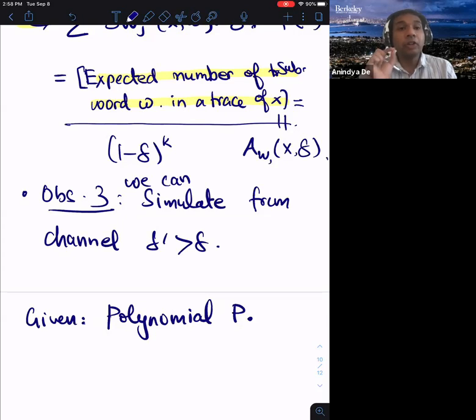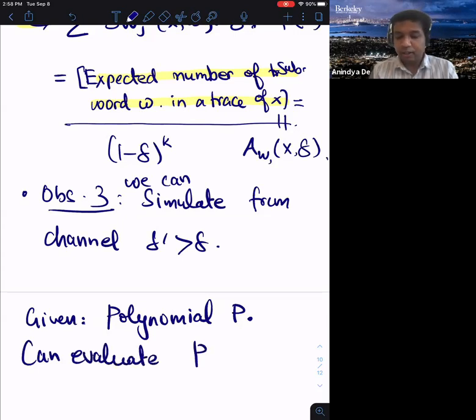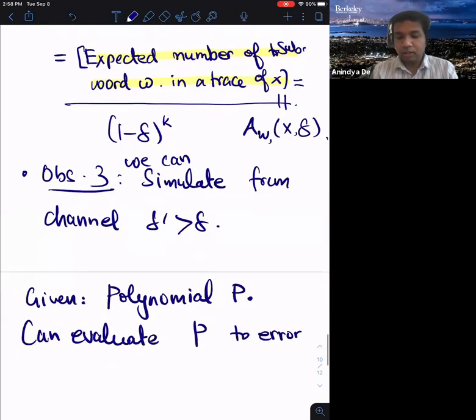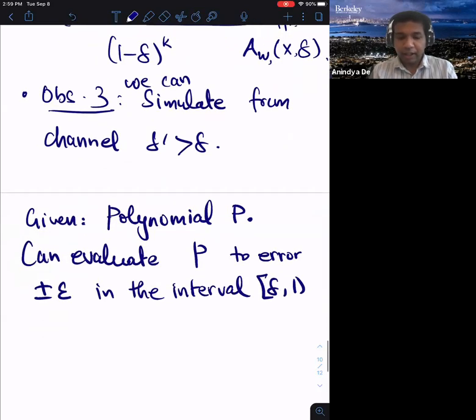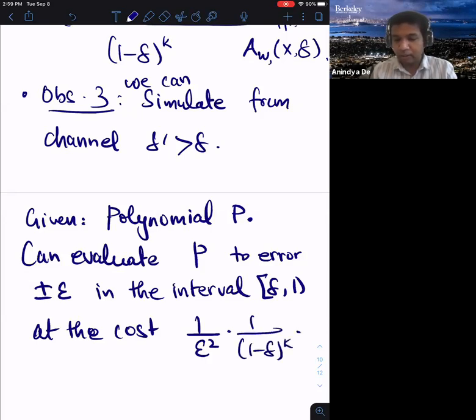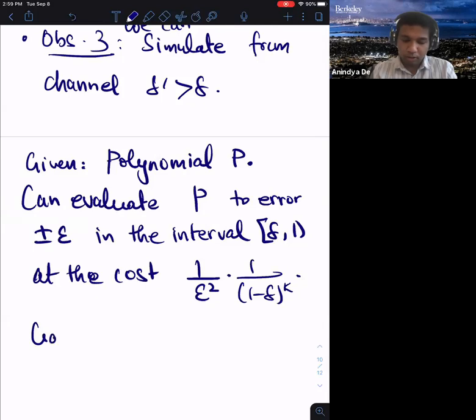But I can only evaluate it to some error, namely I can evaluate P to error plus or minus epsilon in the interval delta to 1, at the cost of 1 over epsilon squared, that's the empirical estimator thing, times 1 over 1 minus delta to the K. Goal: recover P0.